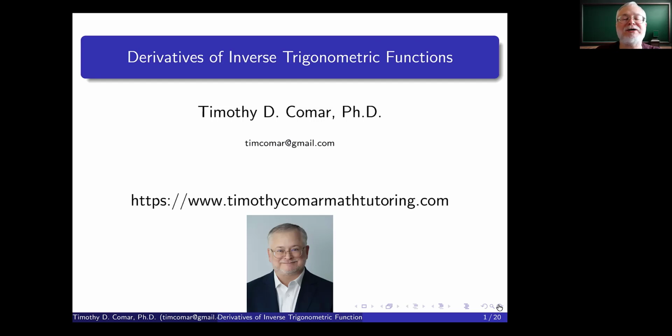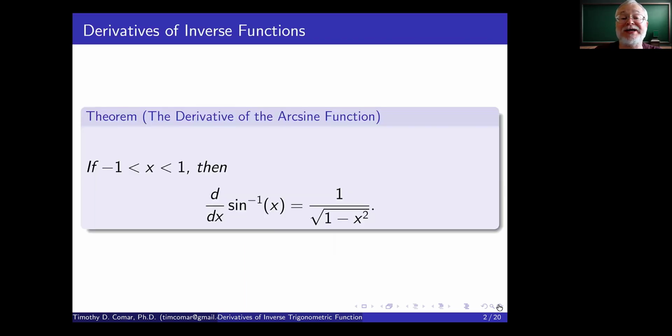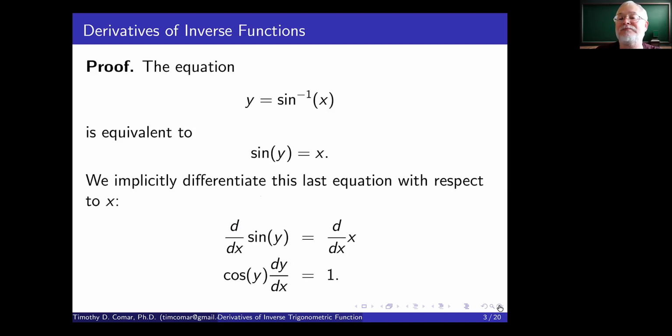Hi, I'm Dr. Tim Komar, and today we are going to be talking about the derivation of the derivatives of the inverse trigonometric functions. First one we're going to look at today is the derivative of the arcsine function. Its derivative is going to be 1 over the square root of 1 minus x squared. Here's how we're going to go about proving this now.